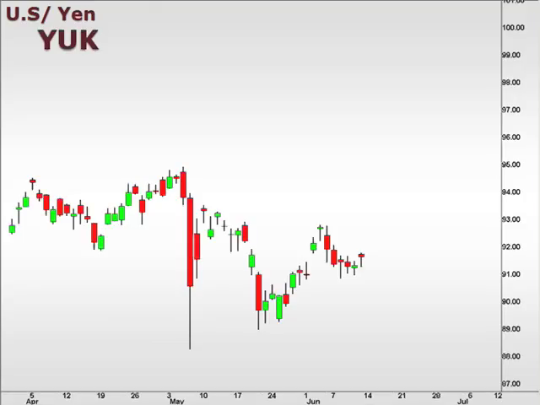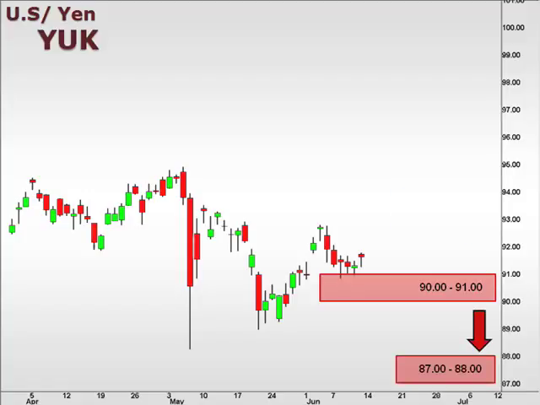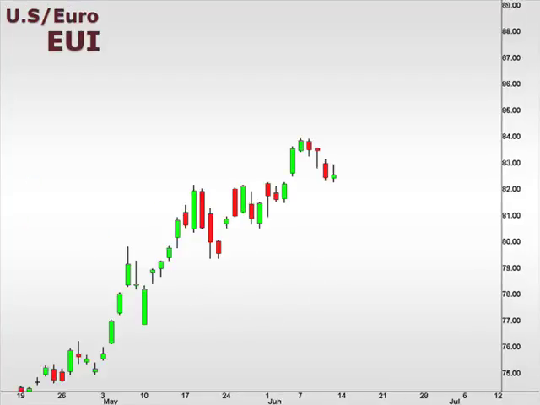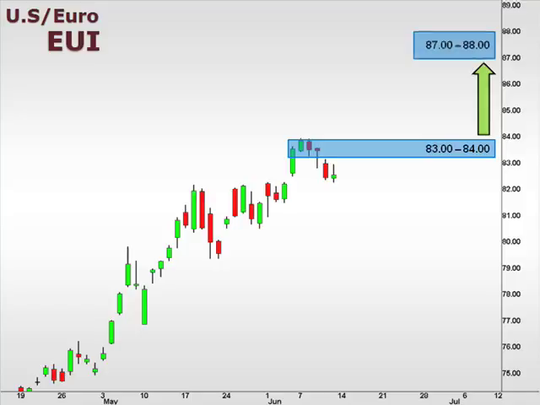The YUK, the US versus the Japanese yen, is holding support at 91, lending credibility to an extended move higher into the 93-94 box. A break below 91 is likely to test support down at 87-88. The EUI, the US versus the Euro, rejected out of our 83-84 box and appears to be looking for support at 81-82. A bounce and subsequent break above 84 will have us targeting 87-88.